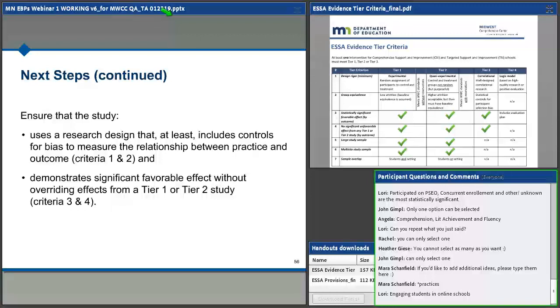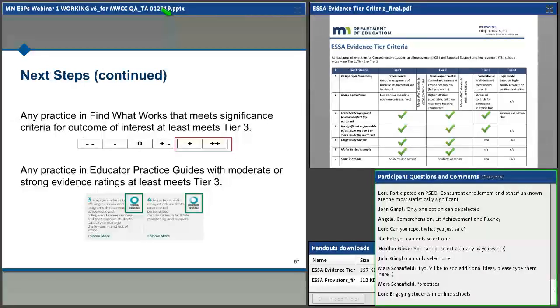Secondly, we need to make sure that the intervention demonstrates significant favorable effect without any overriding effects, right? You're going to be looking for a positive relationship in results tables, and you're going to be looking for those asterisks, to make sure that you see an asterisk that means there's at least a 95% probability. And you're also going to look in What Works Clearinghouse to make sure there's no Tier 1 or Tier 2 studies that override your study that does show significant effects. And I showed you how to look in What Works Clearinghouse for that criteria.